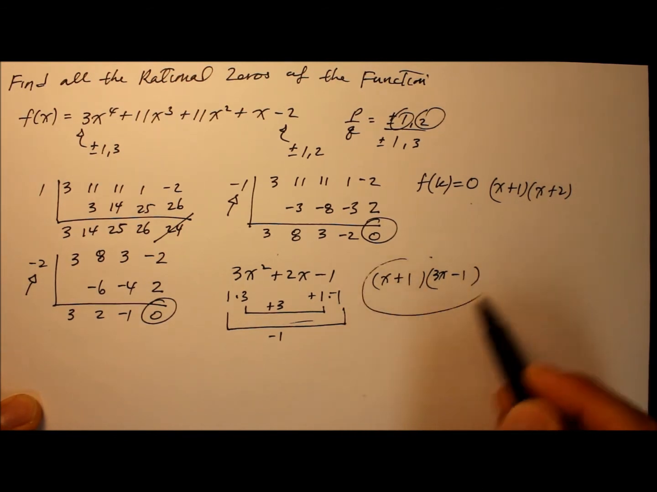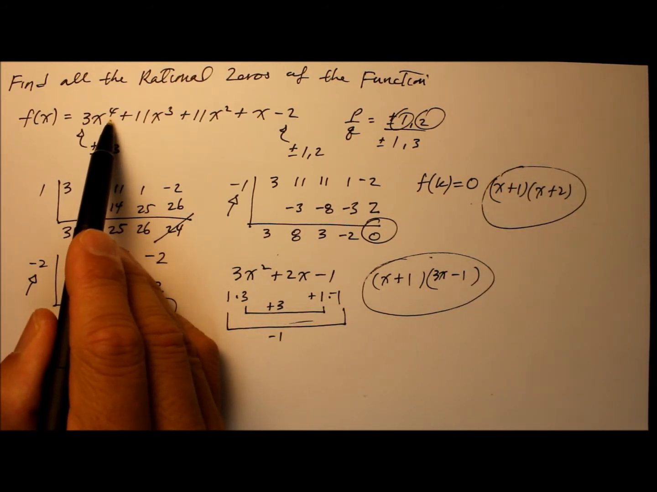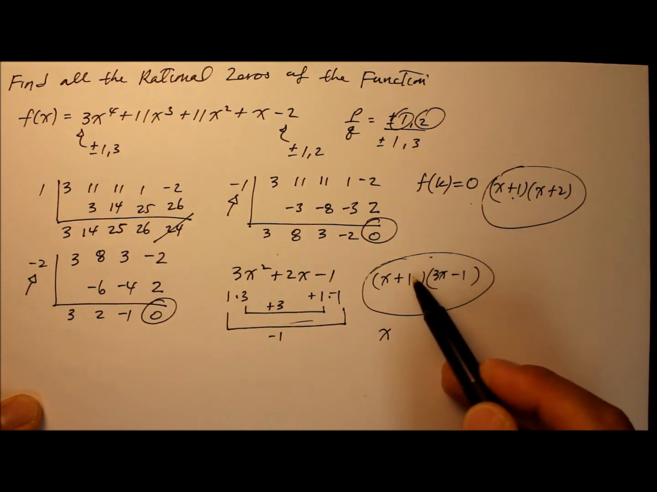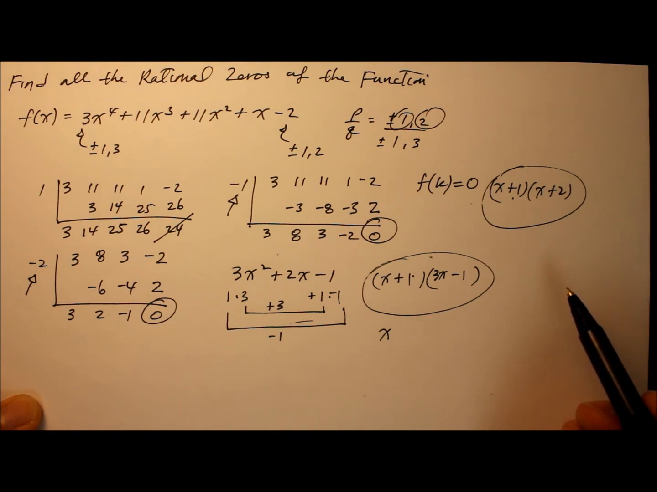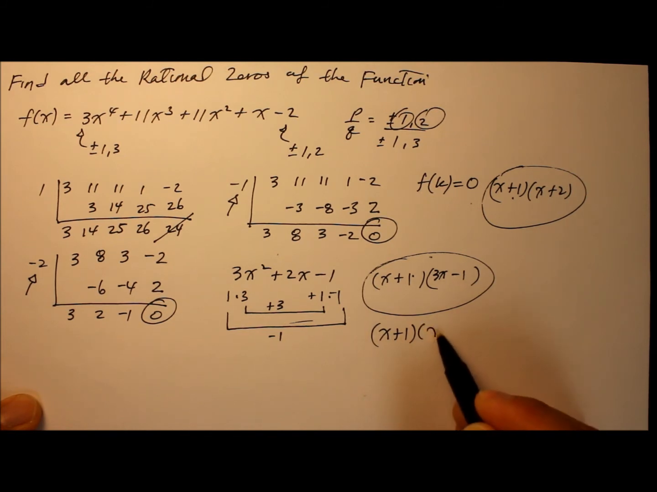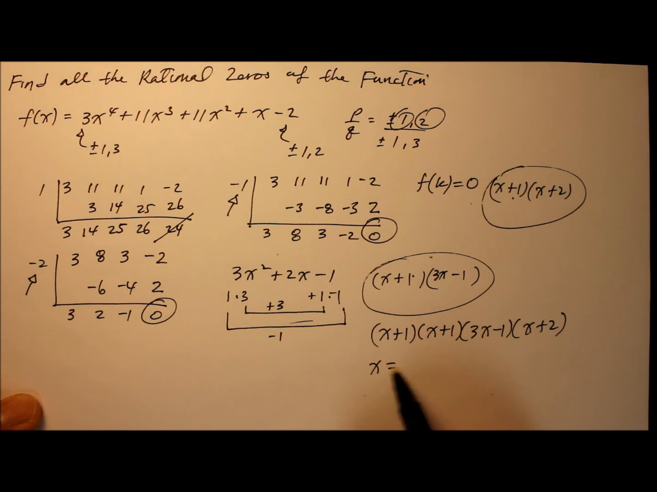So there's the other 2 factors. There's your 4 factors, 4 zeros. And what are the zeros? It's going to be x. Hey, there's 2 of them, so that's a square, I guess. So x plus 1. Let's just put them together: x plus 1, 3x minus 1, x plus 2. So if you use the zero product property, the rational zeros are negative 1, 1 over 3, and negative 2. There you go.